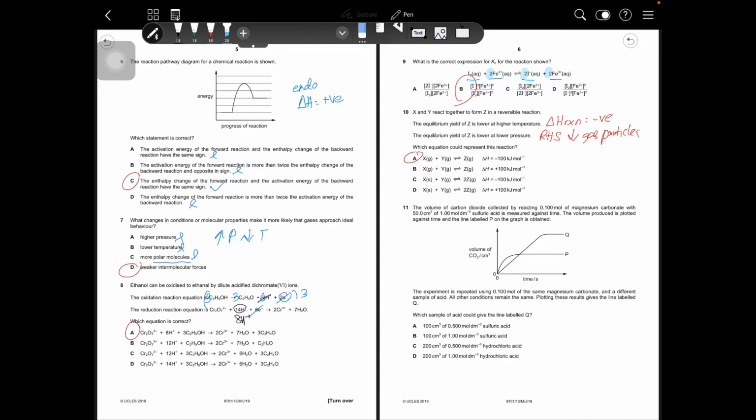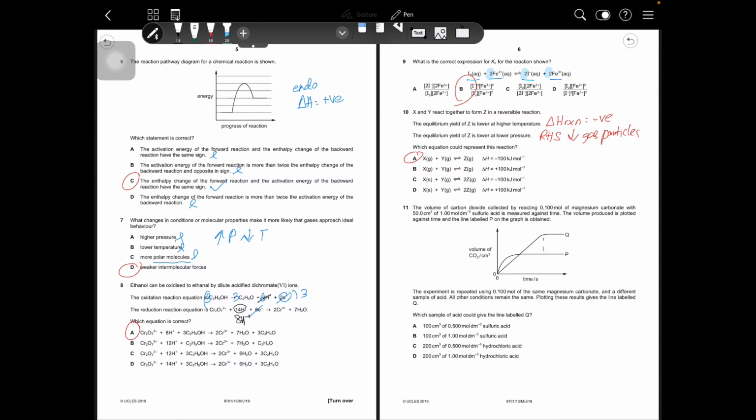Question 11, we have a graph with 2 lines where P is for a reaction between 0.1 mole of magnesium carbonate with 50 cm³ of 1 molar sulfuric acid, while Q is a reaction between the same magnesium carbonate but with a different type of acid. Which sample or acid could give the line labelled Q? Let's go through it one by one. Let's look at the rate of reaction.